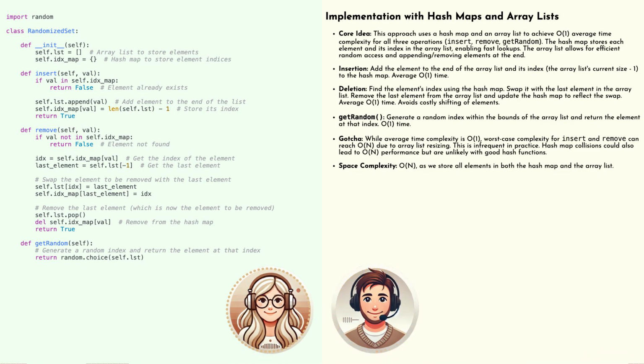Now what about deletions? What if we want to get rid of that 5 that we just added? All right, so first we use the hash map to quickly find 5 in the array list. Let's say by now it's moved to index 2. Maybe we added a couple more elements. So we know 5 is at index 2.